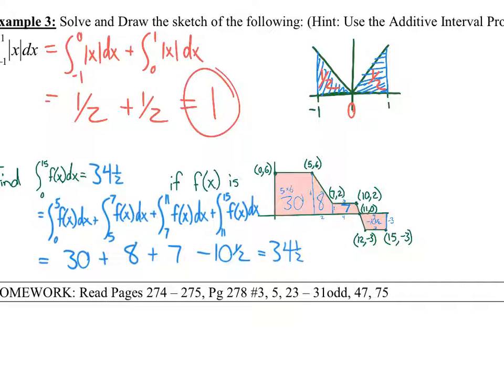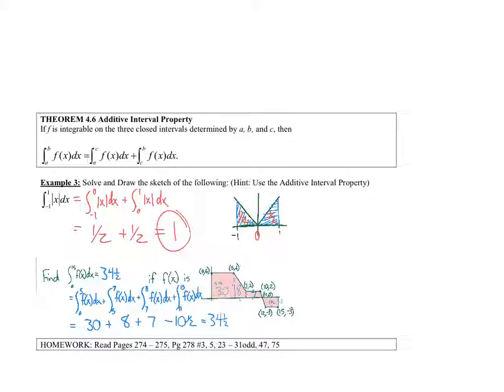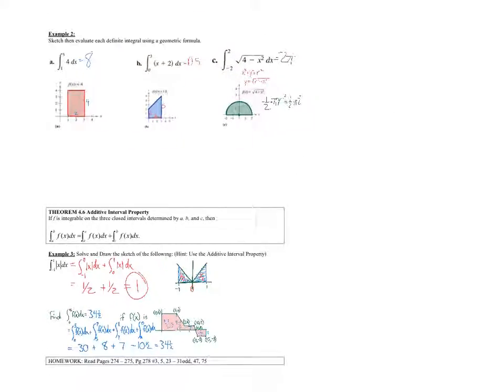And we got 34.5. So you can break these integrals up however you want, as long as it's continuous throughout the whole thing. Remember, it has to be continuous in order to be integrable. So that's how we can use different intervals to find a full integral.